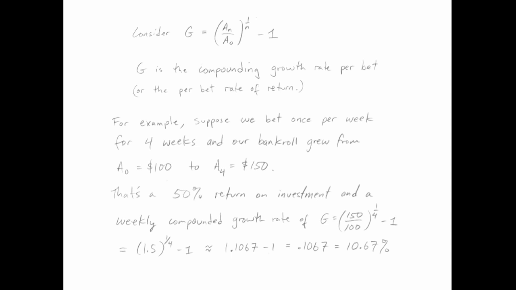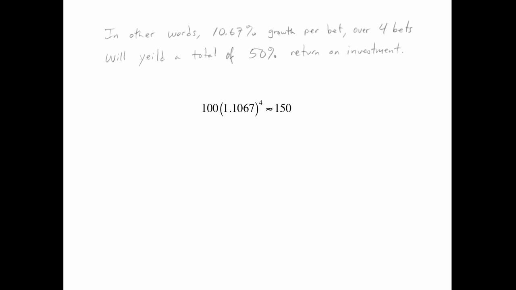10% every week for 4 weeks actually gives you a 50% total growth. Of course, that's happening because of the compounding. Each time it's bigger, 10% actually represents a larger amount. So 4 weeks of 10.67% growth will produce a 50% increase overall. In other words, 10.67% growth per bet over 4 bets would yield a total of 50% return on investment.